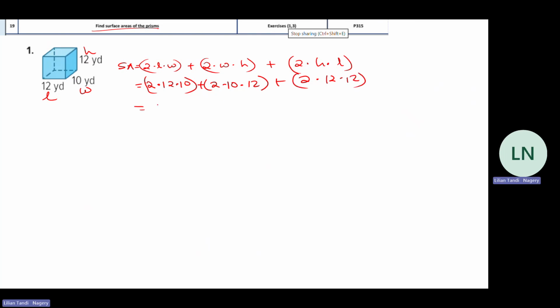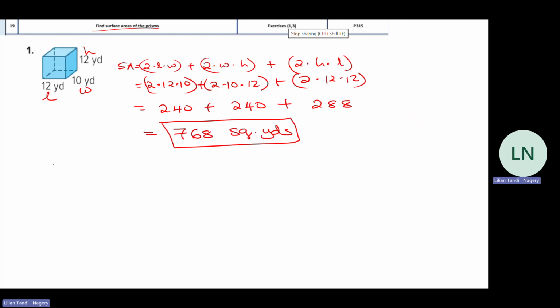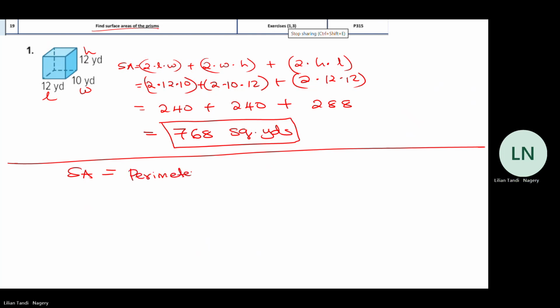Okay, and then the answer to this one is 240, the answer to this one is also 240, and the answer to this one is 288. And this will give you 768 square yards. And this boxes my answer. Or we can do it the way your book wants you to do. It says here, do perimeter of the base, and you multiply by the height, and you add your two base areas.